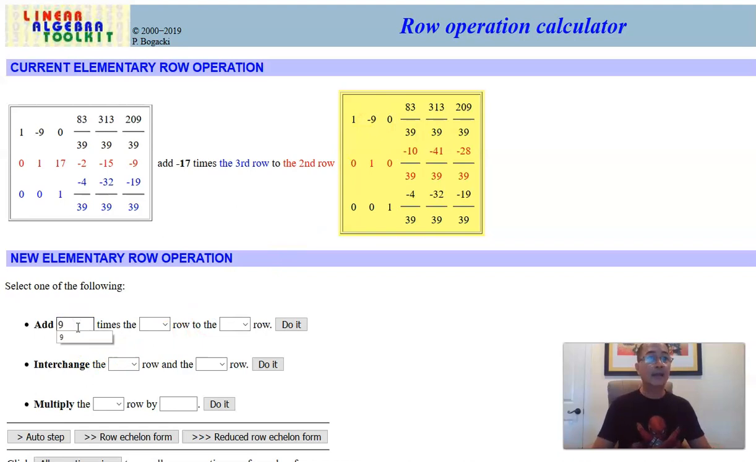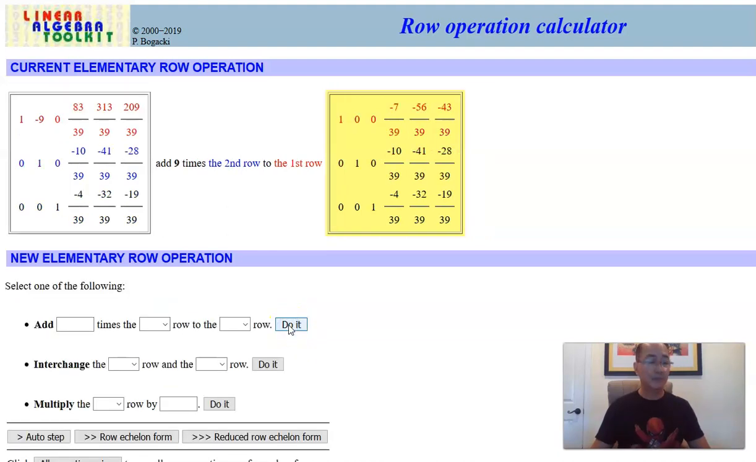So add 9 times the second row to the first row. Okay, so boom. And that is the inverse that we saw in our last screen. So this 3 by 3 matrix is our A inverse.